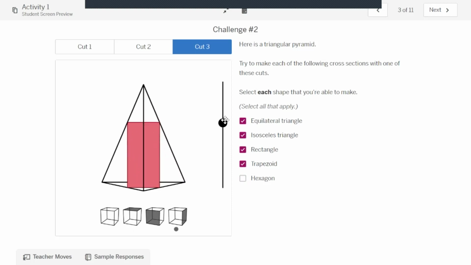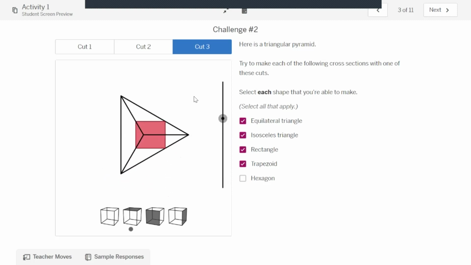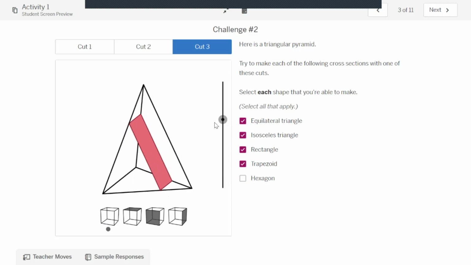Huh, no wonder. Square. Let's look at this. Nope. What would happen to get this? Still square. Yeah, I don't think it's getting a hexagon out of there. That's okay. We can move on.